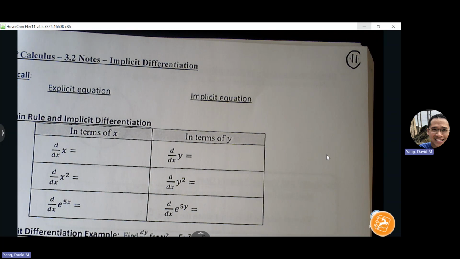I want to start notes for implicit differentiation. Quiz is still scheduled for tomorrow. As far as I know, tomorrow is going to be regular bell schedule. But if something changes in the afternoon, I'll let you guys know. Okay.